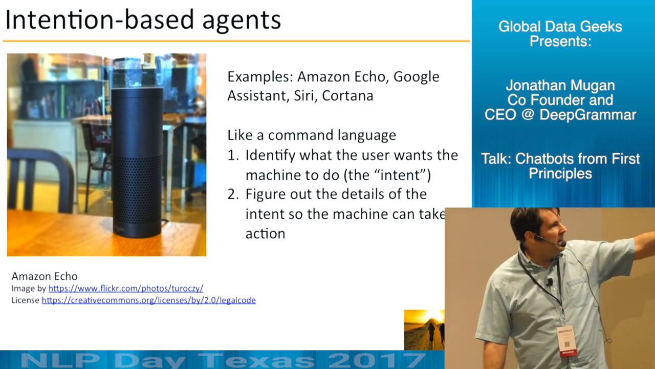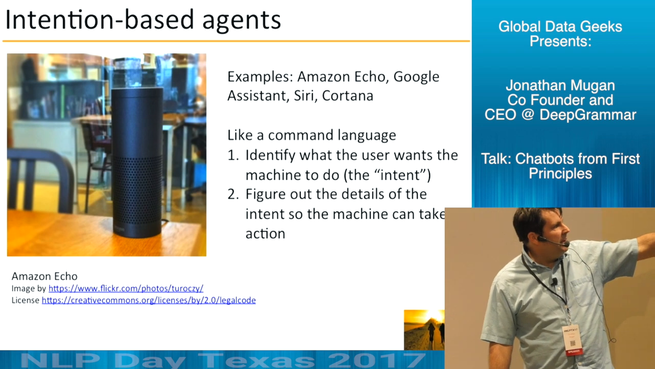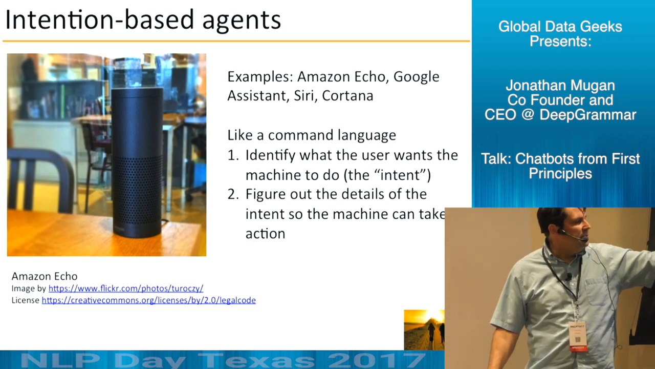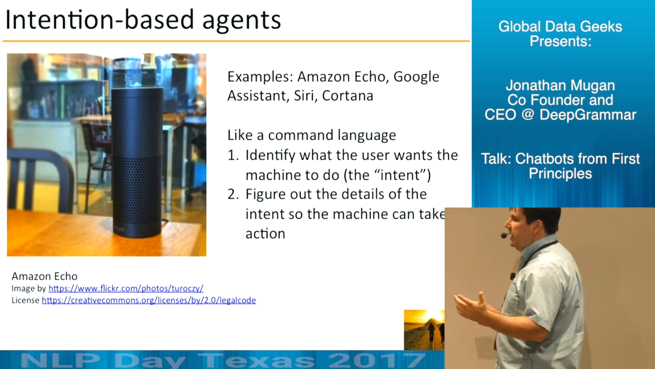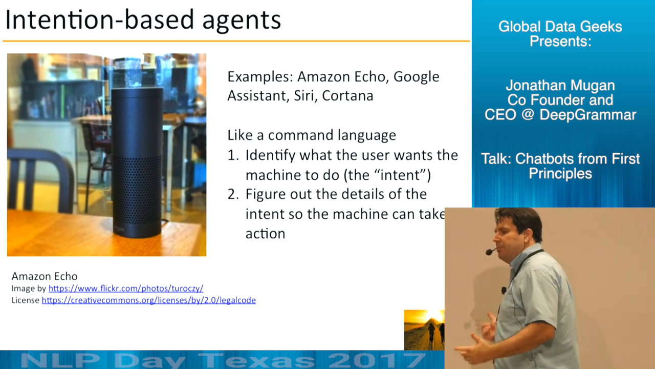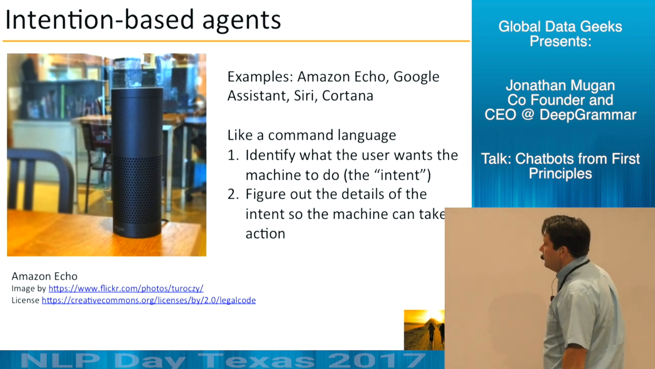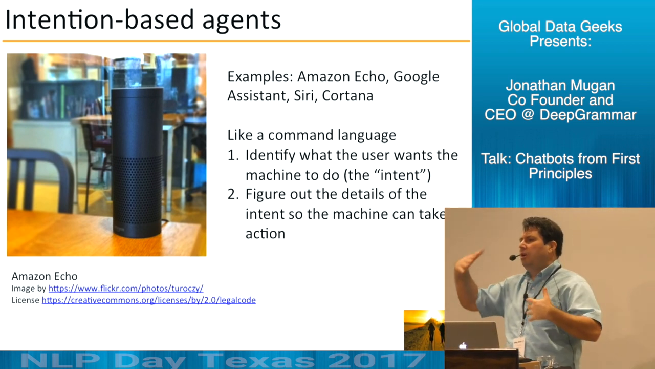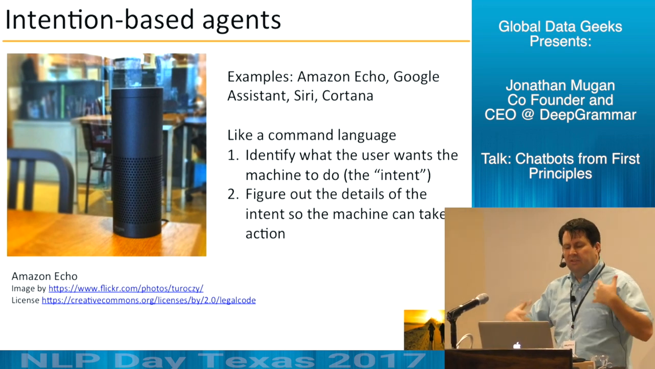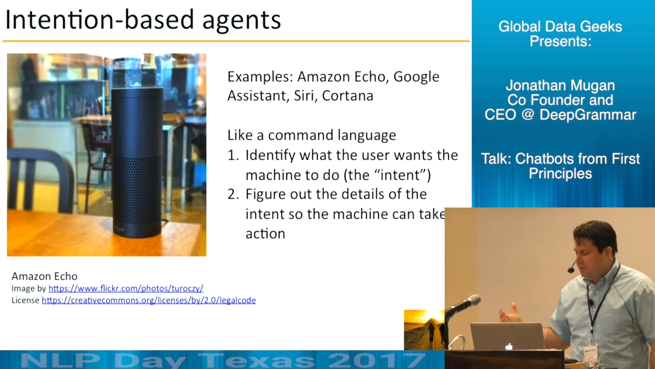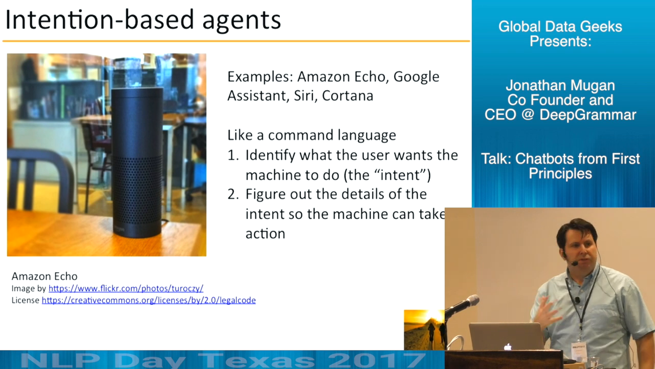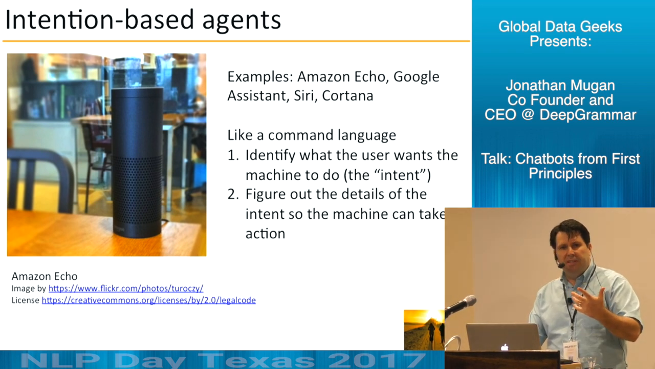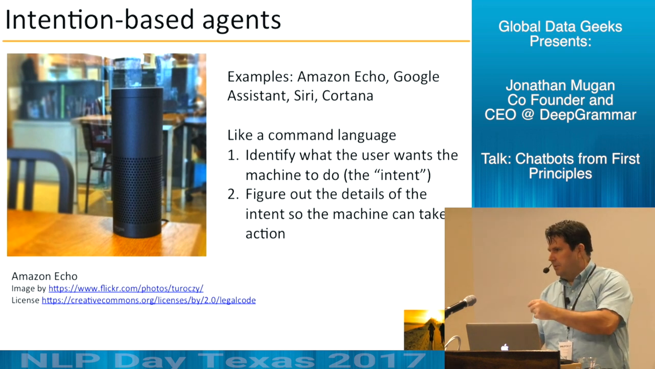But you say, Alexa, play the Doors. Then the intent would be play music, and the thing you have to figure out is what music in particular this person wants to hear. This is the intention-based agents. They don't have conversations that go multiple turns, but you're starting to get more understanding here because it has to know what you want, because it has to do something in particular in the physical world. The two things here are determine the intent and figure out what to do with it, and we'll go through both.